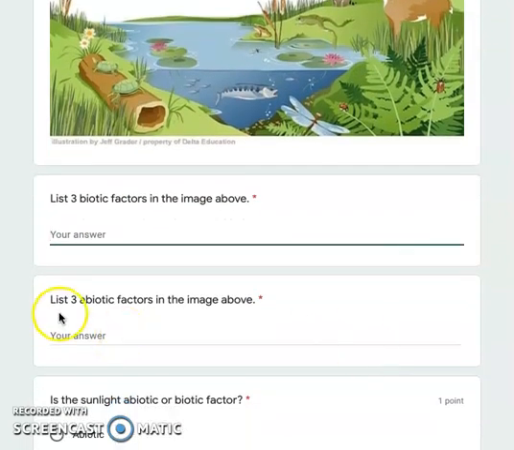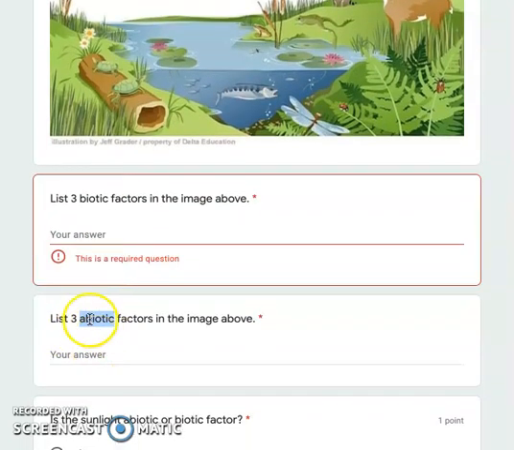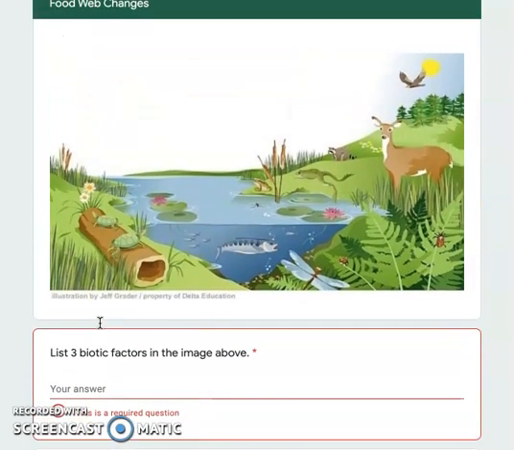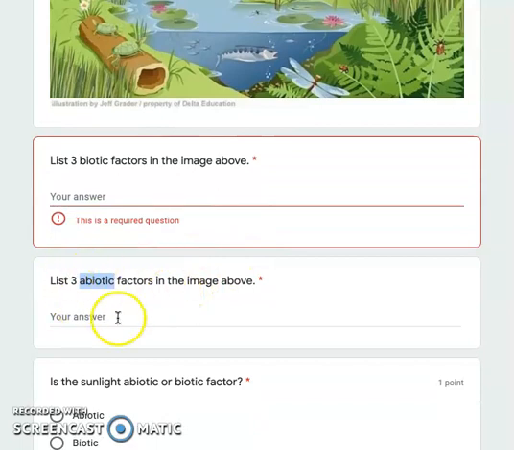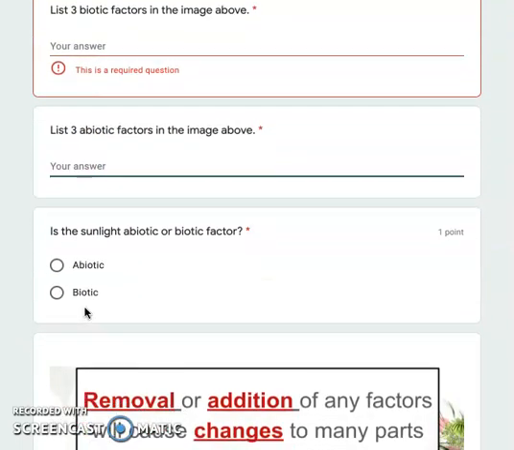The second question is: list 3 abiotic factors. Remember, abiotic factors are all the things that are non-living. So examples are oxygen, sunlight, water. All of those things are non-living, and that's why they're considered abiotic factors. Again, make sure that you're being specific when you're listing out your 3 here.